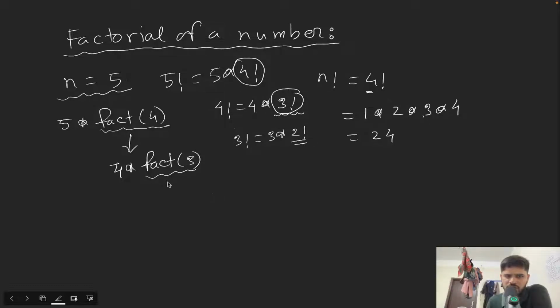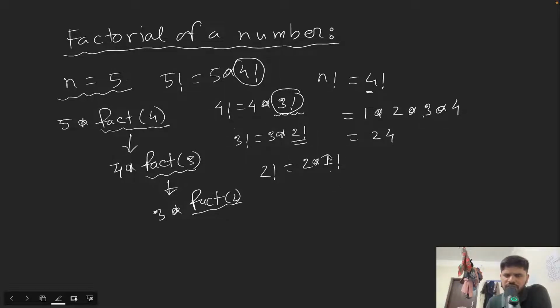Now here, let's do the same. So 3 times fact of 2. Now, in order to find out the value of 2 factorial, what do we have to do? We have to find out the value of factorial 1. So 1 factorial. If I'm not wrong, we have to find out the factorial value for this.